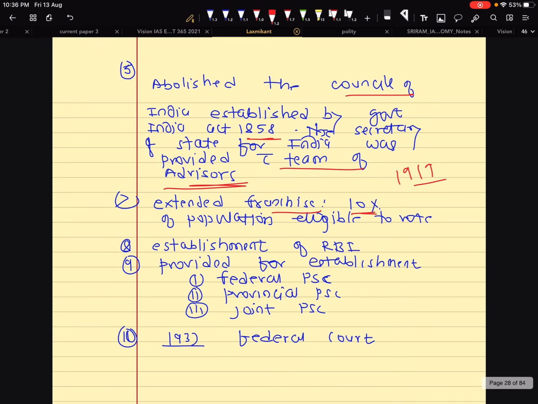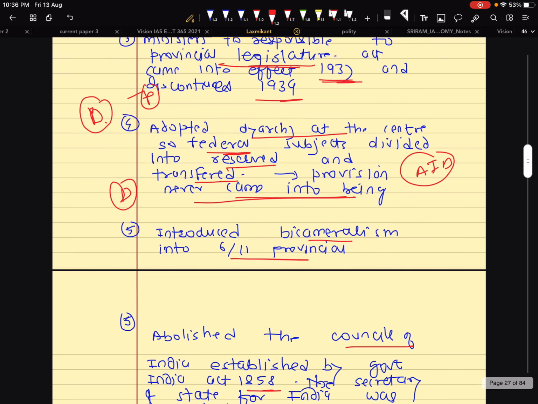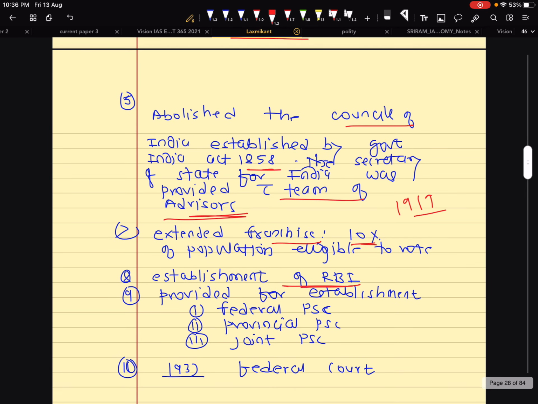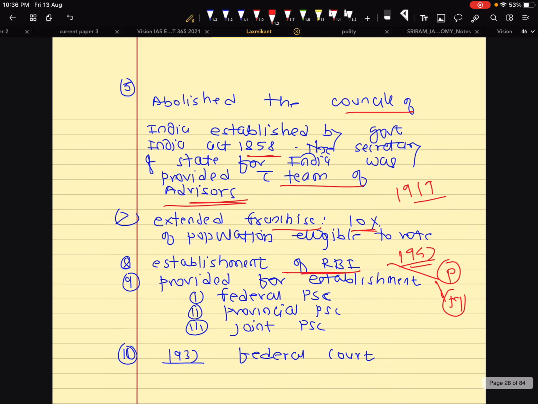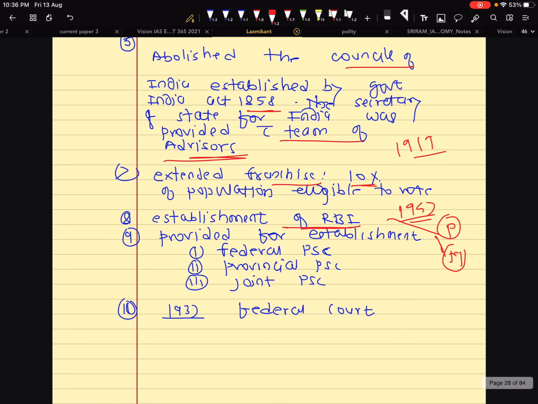Then they also established the RBI. Remember, the RBI was established with this 1935 Act only. And remember, up to 1947, the RBI was acting as the central bank for Pakistan and Myanmar also, that is Burma, whatever you call it. Then they also provided for the establishment of the Federal Public Service Commission, Provincial Public Service Commissions and Joint Public Service Commission. And in 1937 they also established the Federal Court.